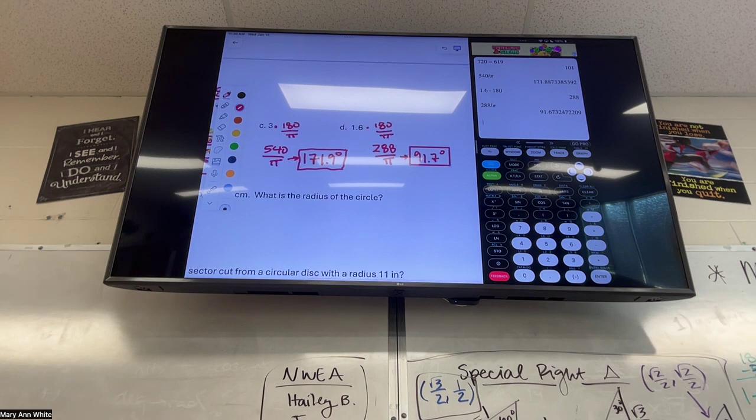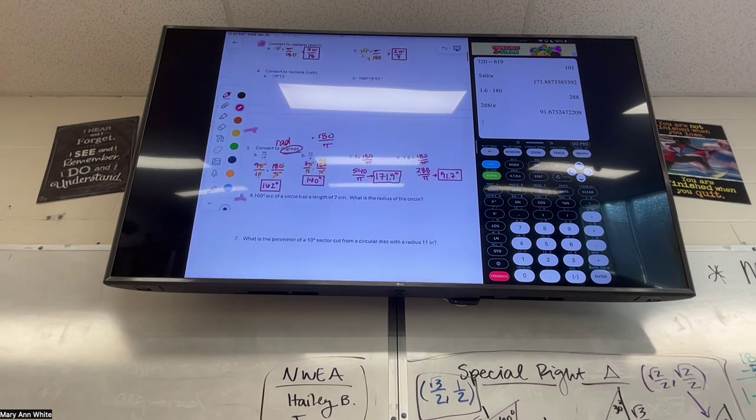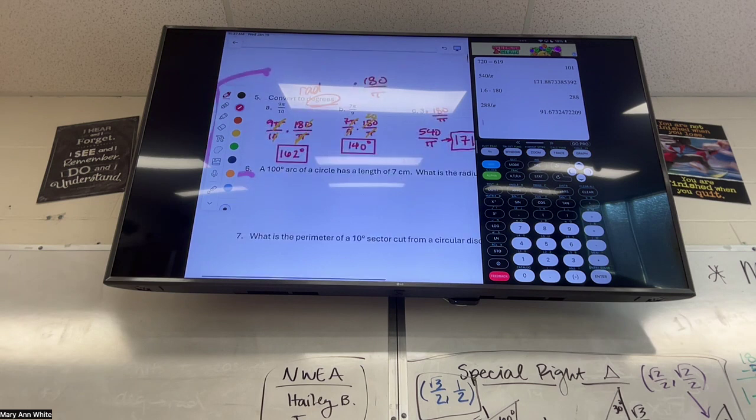We are going to start that next problem really quick. We probably won't finish it, but I do want to start that next problem. So the next problem on your page is talking about arcs and lengths. It's number 6 right here. A 100-degree arc of a circle has a length of 7.